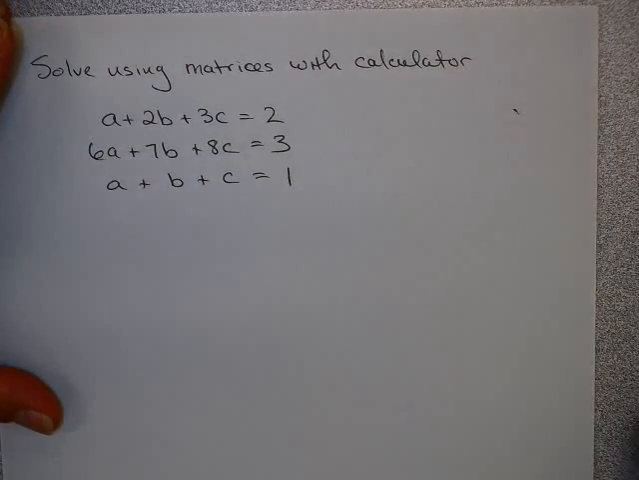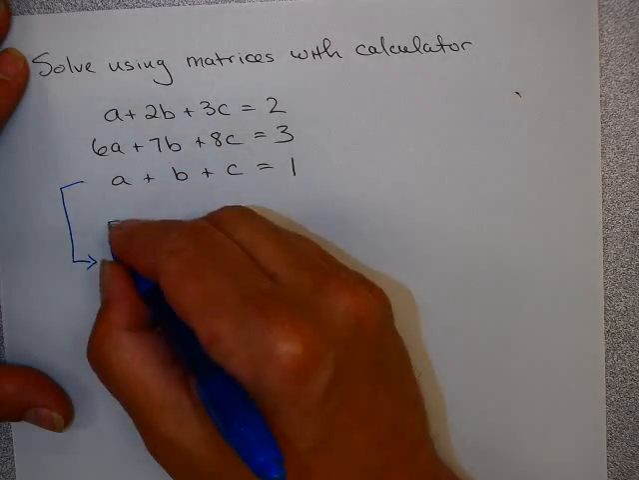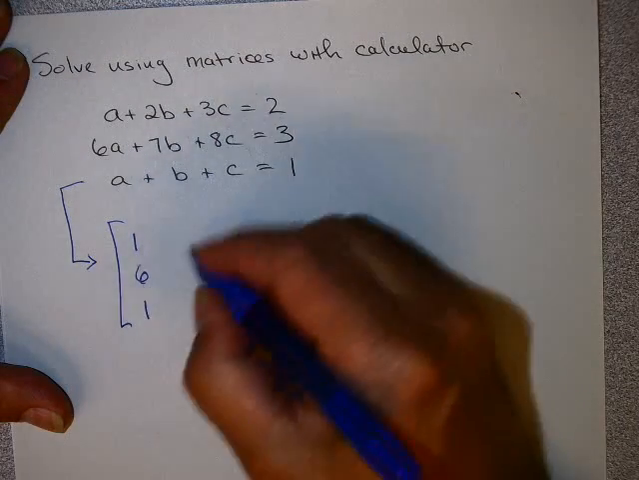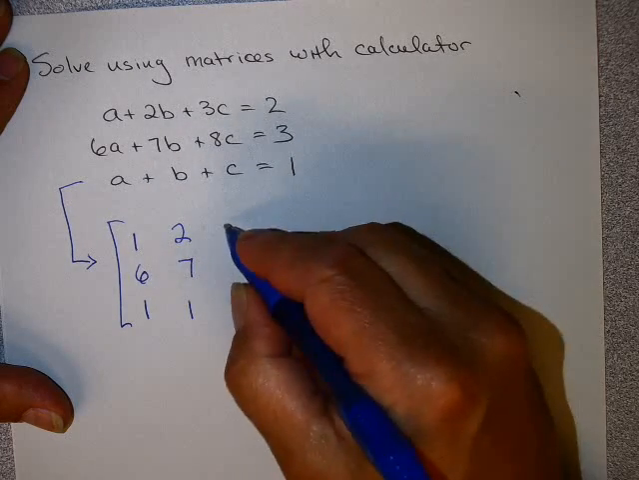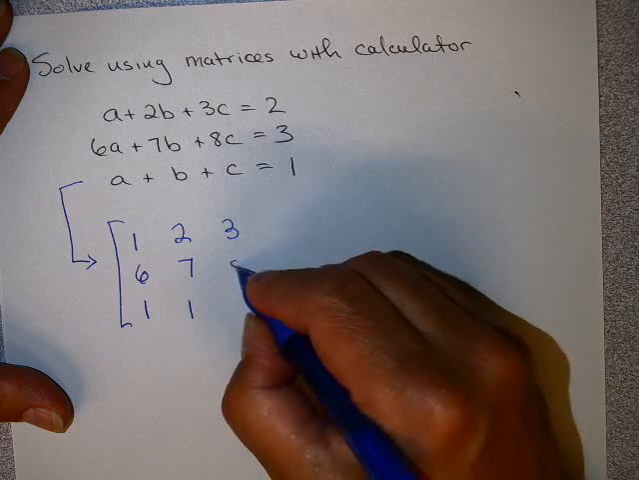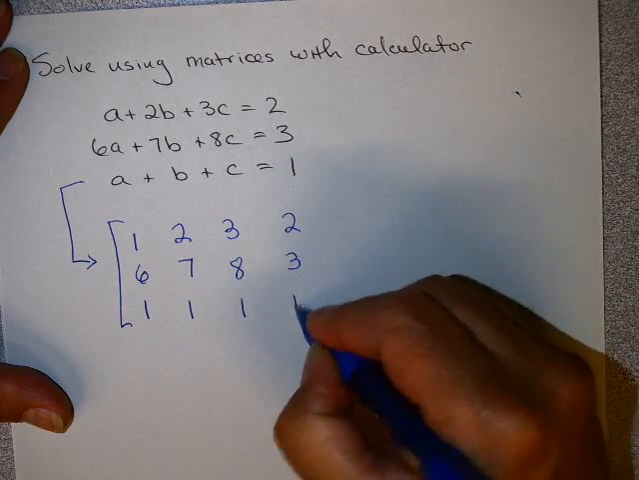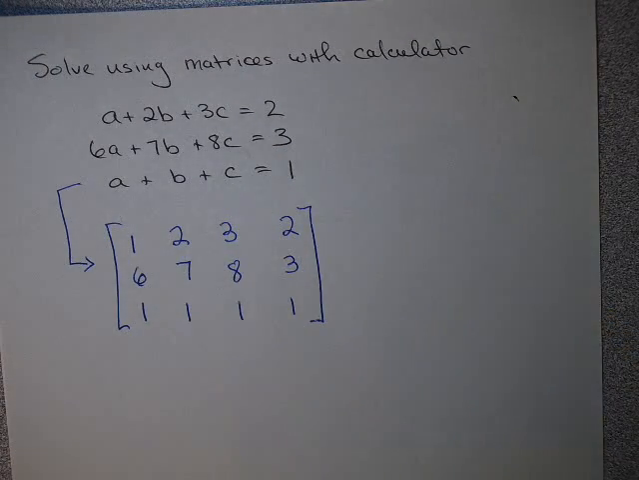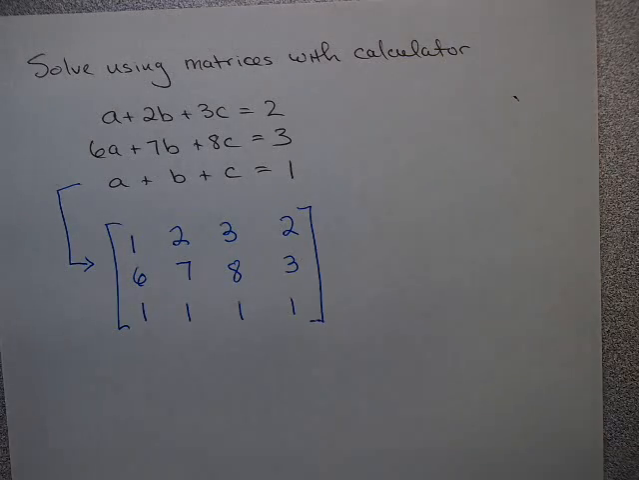Maybe you want to set this up yourself. First, let's write the augmented matrix. So I'm going to take my A's and write them down here. 1, 6, 1. And my B's, 2, 7, 1. And my C's, 3, 8, 1. And then my constants, 2, 3, 1. This, again, is my augmented matrix. It is what we're going to use to help us do this on the calculator.